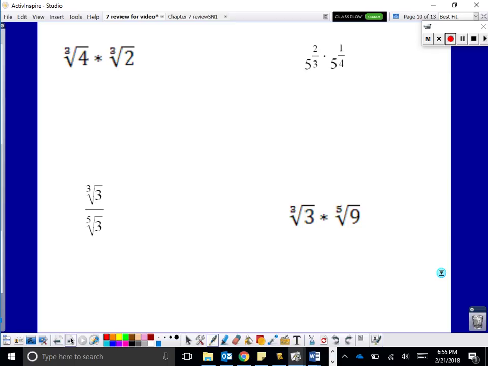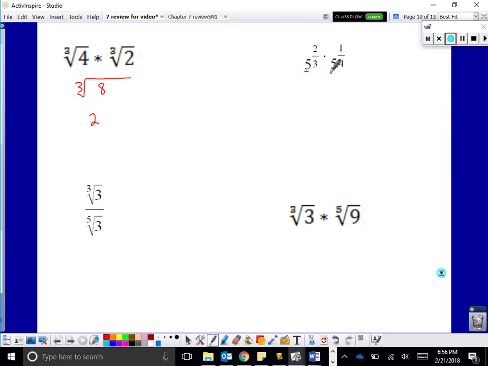We're rolling along here. Next one, more exponent properties. So this one says cube root of 4 times the cube root of 2. Both of these have the same index, so I can call this the cube root of 4 times 2, which is 8. This is 2.